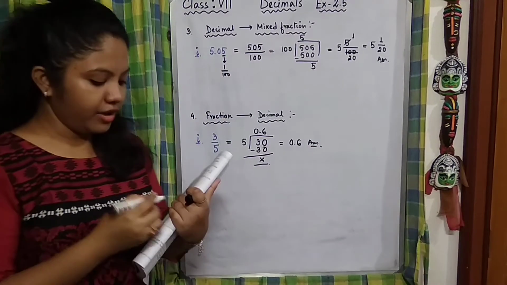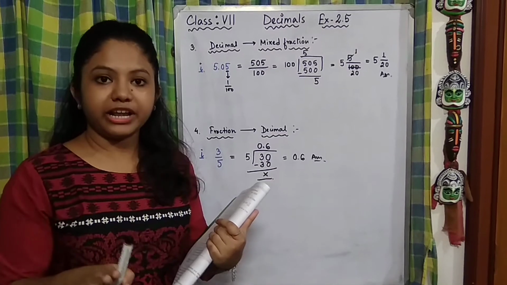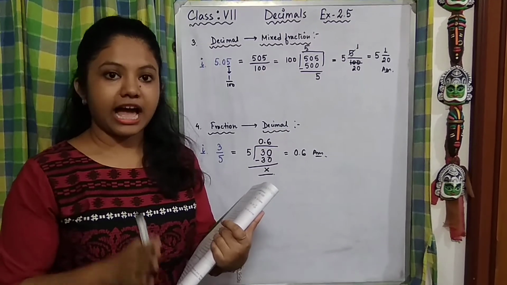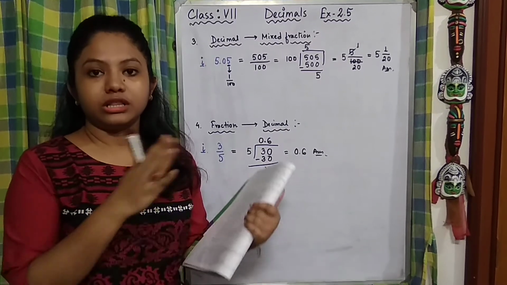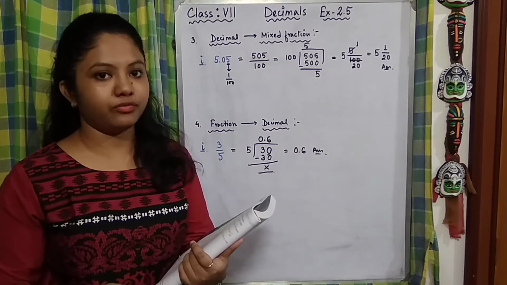So in this way we do the initial and simple operations of decimals, and I hope you will do the rest of the sums, from sum number 1 to sum number 4, and submit them to me.